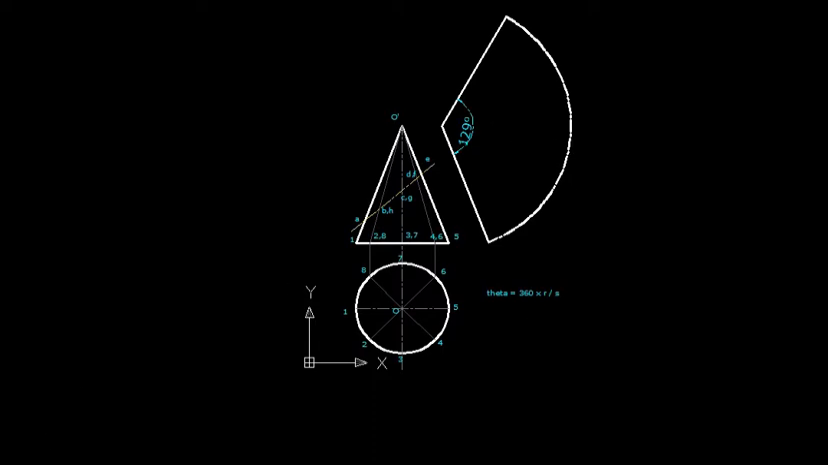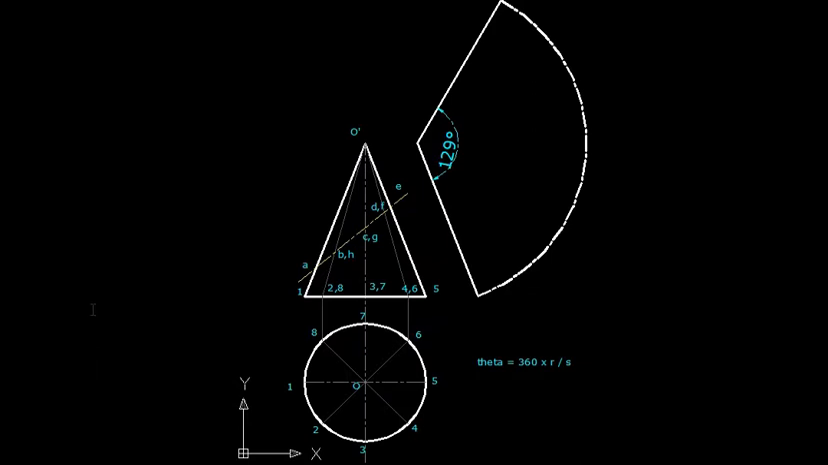So this is the development of the cone. This development of the cone is for the entire cone. When it is not cut, it should look like this, but actually what is happening here, it is cut. That is why there will be some changes in the developed portion here.